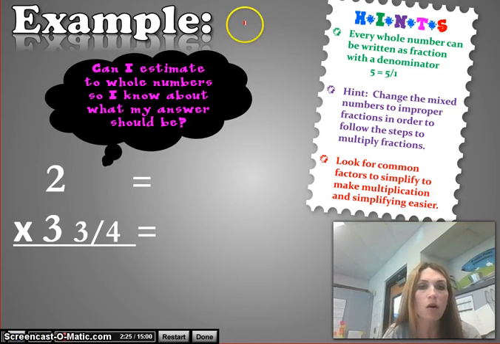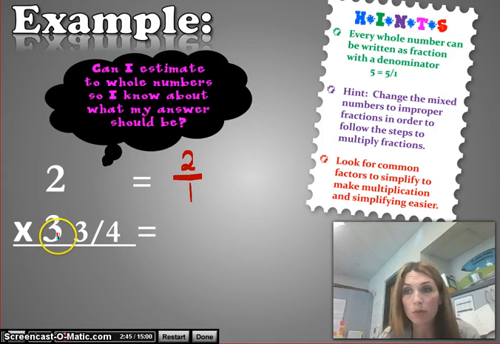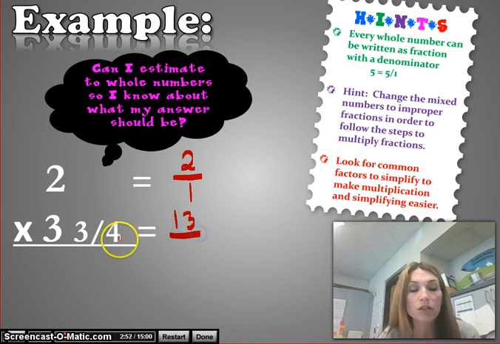So whenever I'm working with a whole number, I have to put that in fraction form. So when I do that, it's going to look like the whole number 2 over 1. So anytime I'm working with a whole number, I have to put it in fraction form to be able to work with it. Now I'm going to follow those steps. I'm going to multiply 4 times 3, which is 12. And then I'm going to add 3 more, which is going to give me 15. And then I'm going to put my original denominator back under the 15.